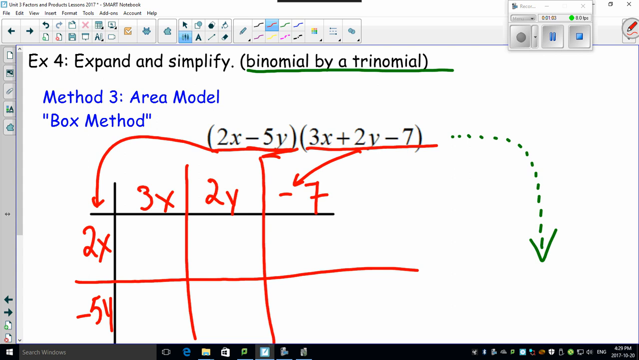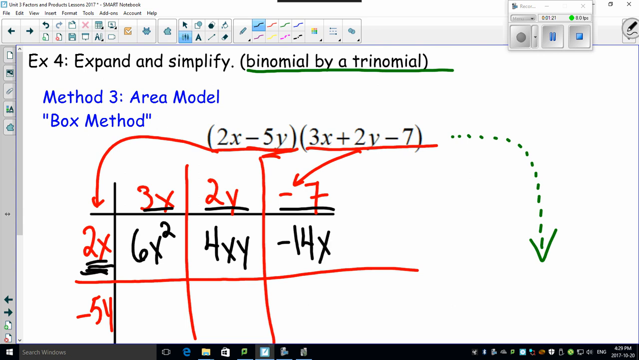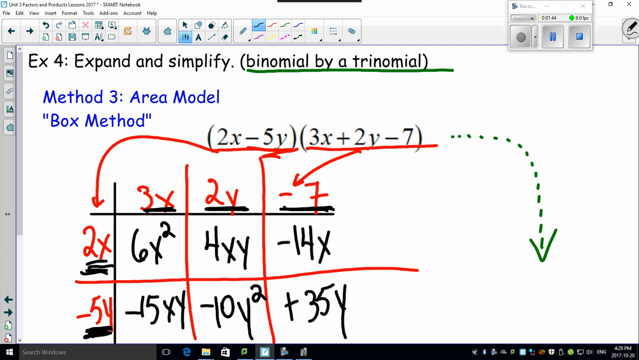Beautiful. All I have to do now is just 2x by 3x, which is 6x squared. 2x by 2y, which is 4xy. 2x by minus 7, which gives you minus 14x. Keep on going. Minus 5y times 3x is minus 15xy. Minus 5y times 2y is minus 10y squared. And minus 5y times minus 7 is plus 35y.